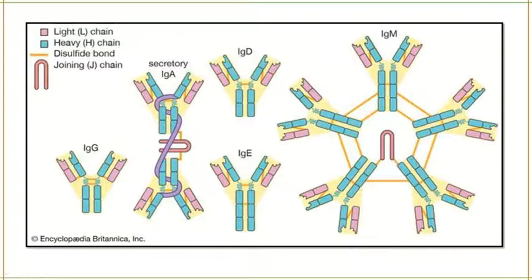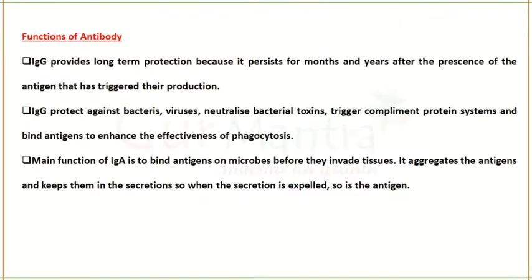One is IgM is a pentamer and IgA is a dimer, and it is also secretory. Okay. So what is the function of antibody now? We saw the structure of antibody, types of antibody also we discussed. Now we are going to discuss the functions of antibody. So IgG provides long-term protection.